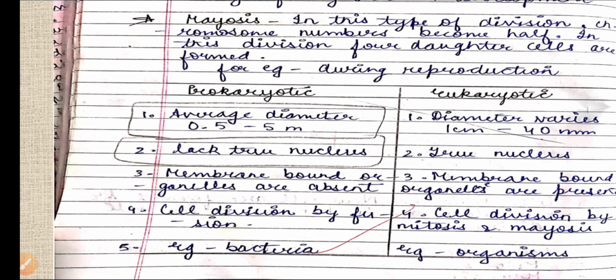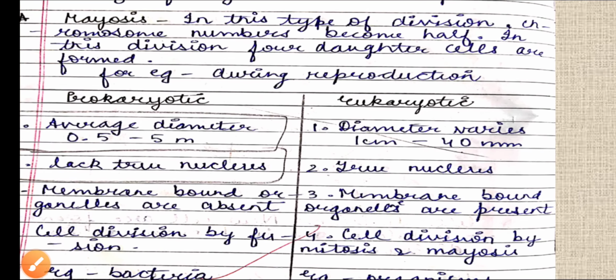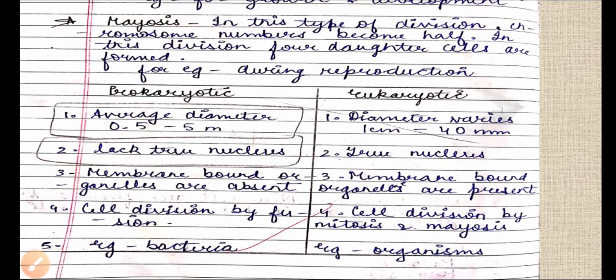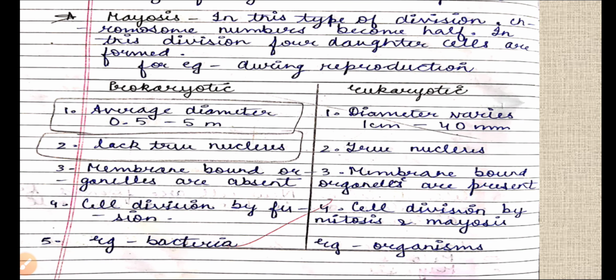Prokaryotic: the average diameter of a prokaryotic cell varies from 0.5 to 5 micrometres. It lacks a true nucleus. Membrane-bound organelles are absent in the prokaryotic cell. Cell division by fission. An example of prokaryotic cells is bacteria. Eukaryotic: diameter varies from 1 centimetre to 40 millimetres. True nucleus is present in eukaryotic cells. Membrane-bound organelles are present. Cell division by mitosis or meiosis. Example organisms.